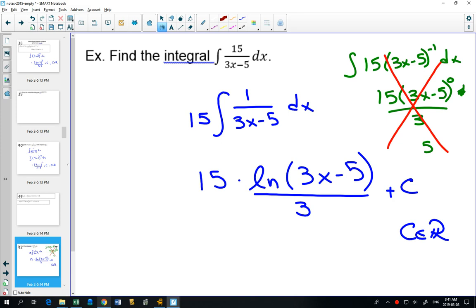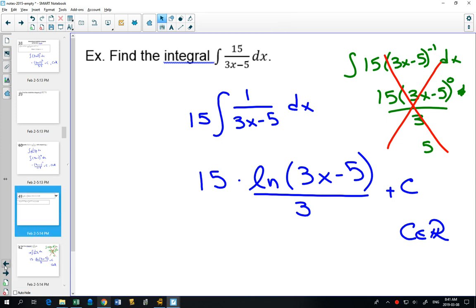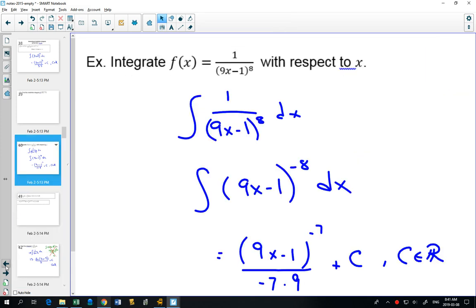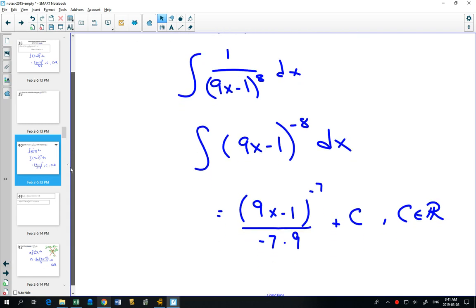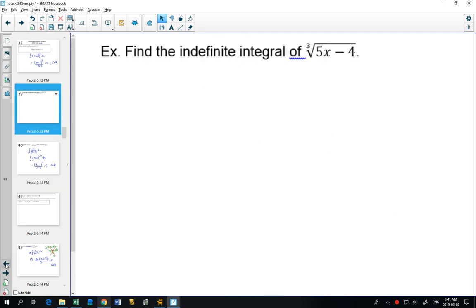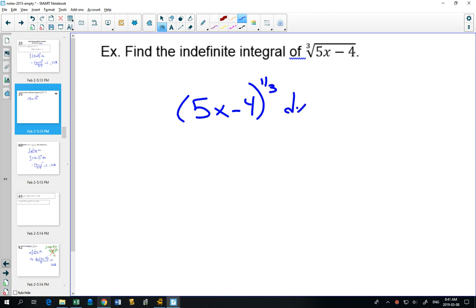Go back to examples, you bet. This one right here? One before that? This one that I didn't do? Yeah. Okay. I don't know why I missed that one, but good eye.